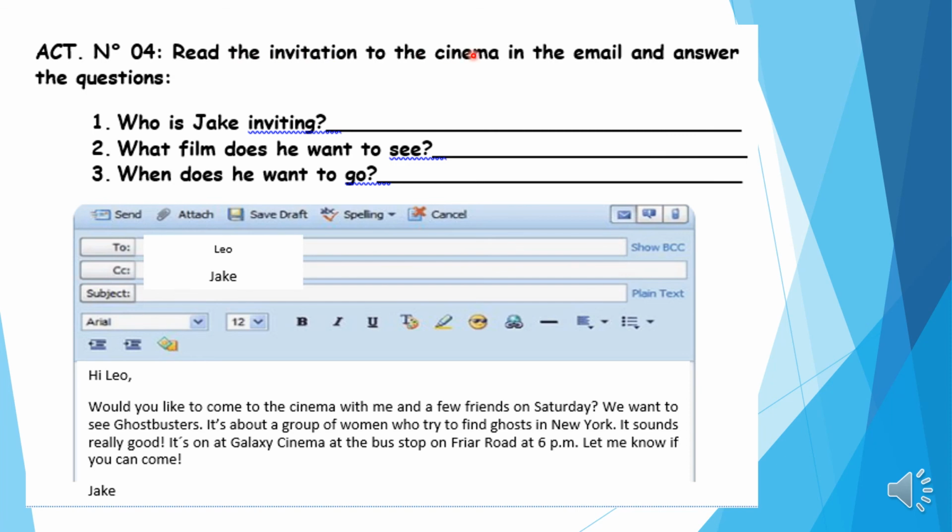Next part, we have activity number 4. Read the invitation to the cinema in the email and answer the questions. The following questions are: 1. Who is Jake inviting? 2. What film does he want to see? 3. When does he want to go? Here we have the email, and you can read it carefully in order to answer the 3 questions presented before.